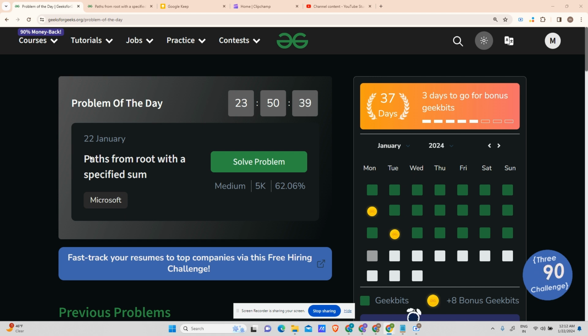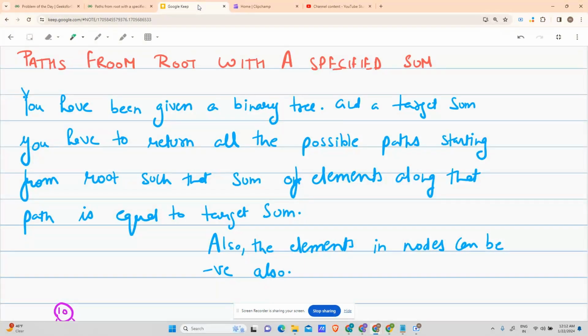Today we will be solving our 38th problem of the day. Today's problem is path from root with a specified sum. So let us have a look. What does the problem say? The problem says that you have been given a binary tree and a target sum. These are our inputs. Now you have to return all the possible paths starting from root. I'm highlighting the important parts of the question: the sum of elements along that path is equal to the target sum.